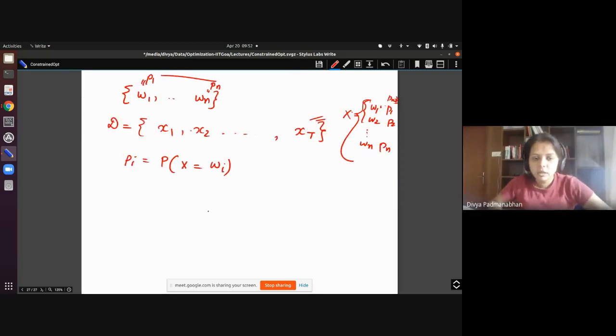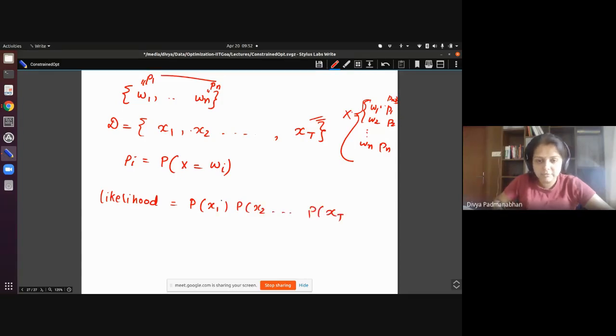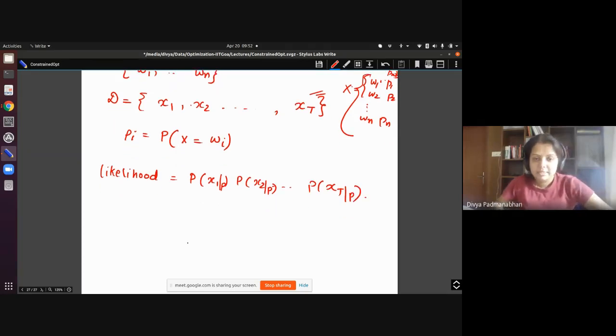Now, if you have this whole document, the likelihood of seeing this d, what would that be? It's just the probability of seeing x1 times the probability of seeing x2 and so on, up to the probability that you see xt, given that you know the p's. So x2 given p, and so on, xt given p. Because you're assuming these words show up independently, this is called a bag of words model, which is often used in natural language processing.